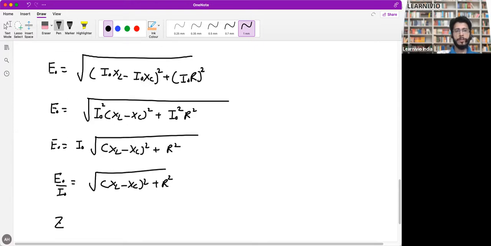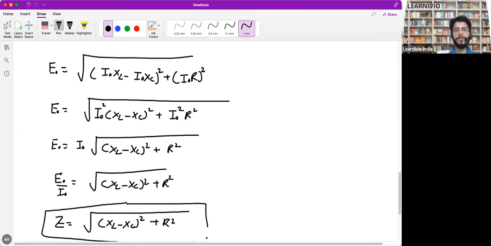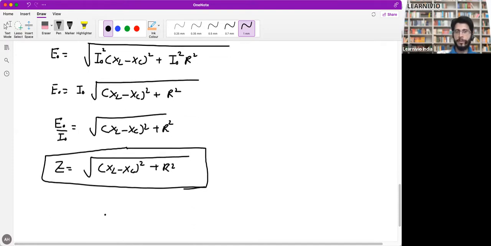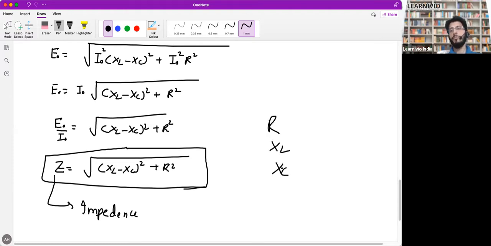This E naught by I naught is Z, so you can write your Z as root over (XL minus XC) square plus R square. See, this Z is like equivalent resistance. In circuits having resistor only, we calculate equivalent resistance. For capacitor, we calculate equivalent capacitance. This is impedance. Impedance means combination of all reactance, inductive reactance, capacitive reactance, and resistor. So in resistor, we have R. In inductor, we have XL. In capacitor, we have XC. But when we have a combination of all these three, then we have Z, impedance, SI unit is ohm.